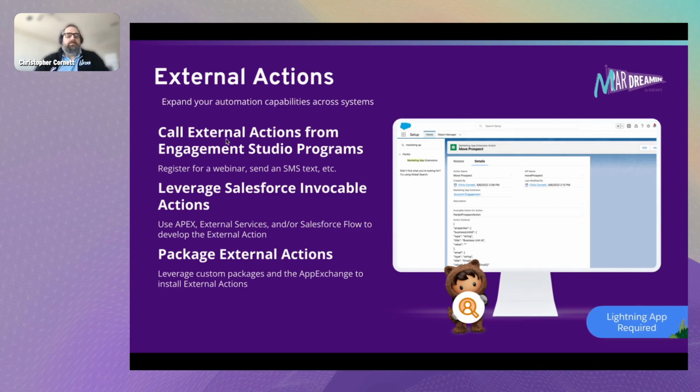And to make it even better, we've expanded the metadata so that you now can package external actions as a marketing app extension. This makes it easier so that you can test them in a sandbox and promote them to production. Or you can even list this on the AppExchange in order to provide customers a no-code experience for external actions or an integration overall.